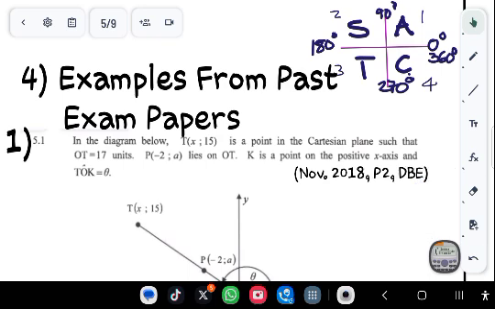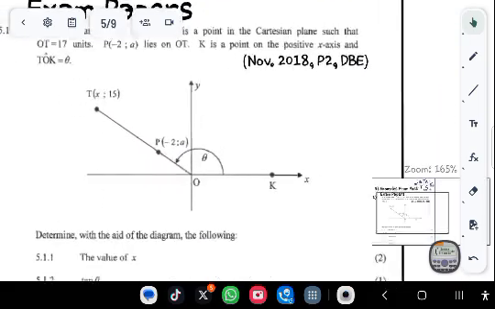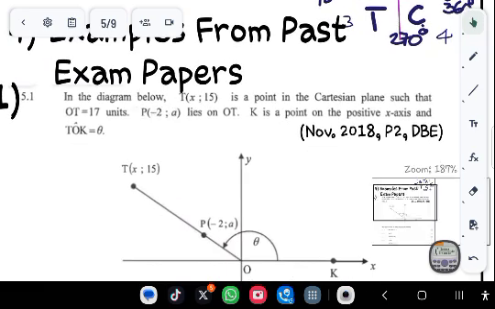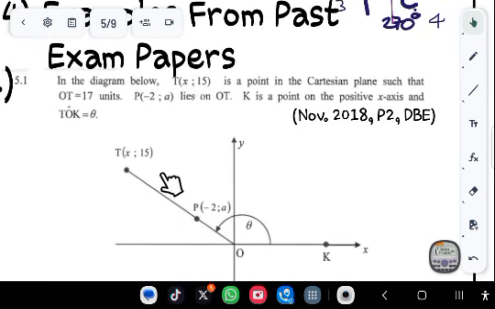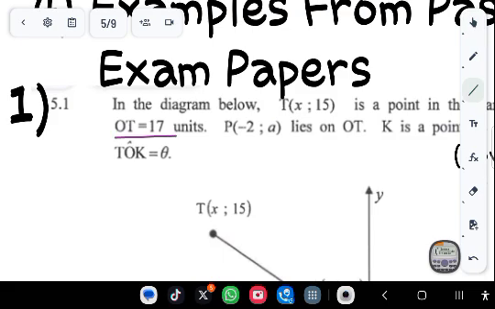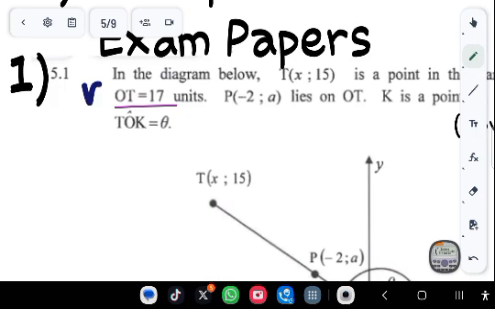Next, let's look at examples from past exam papers. We're going to start with a simple one where you're given a diagram, and in this diagram they give you the information that you need. In this diagram below, point T(x; 15) is a point in the Cartesian plane such that OT is equal to 17 units. Now that is your r, which is your hypotenuse. So from this information we know that r is equal to 17.